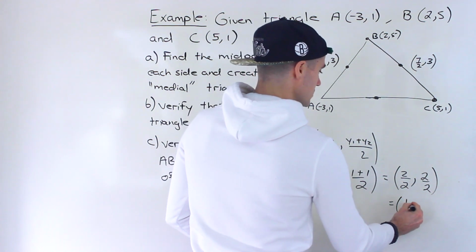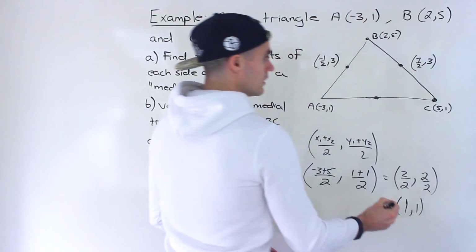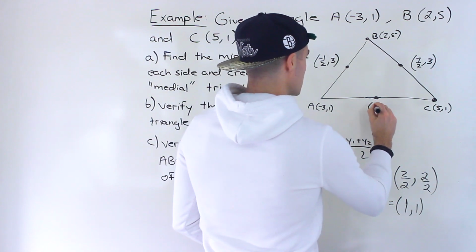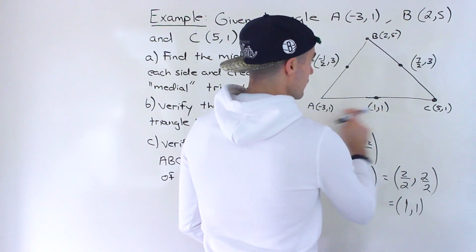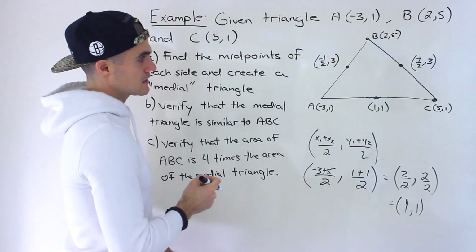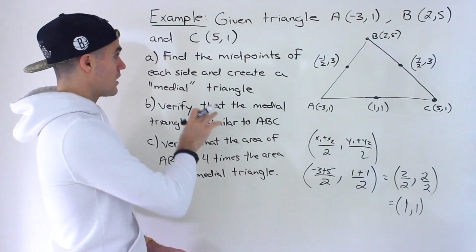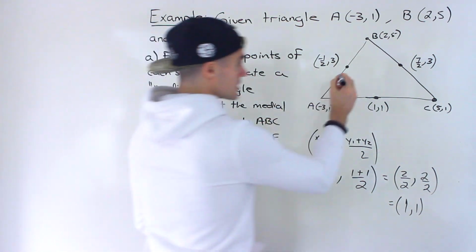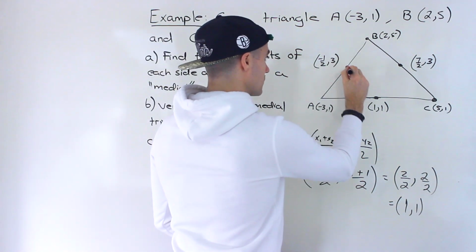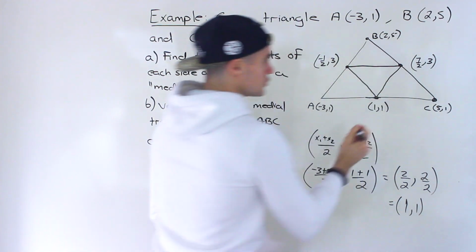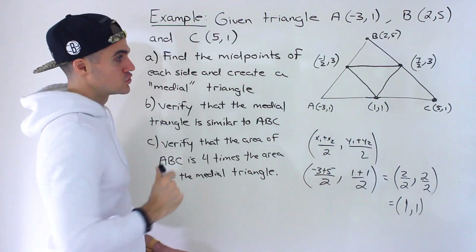So the midpoint actually is just going to be 1 and 1 over here, right? Yeah, it's going to be 1 and 1. That y value is going to stay the same, right? So those are the coordinates of the medial triangle. So that's what we had to do for part A, and then what we do is we basically join those to create that medial triangle.